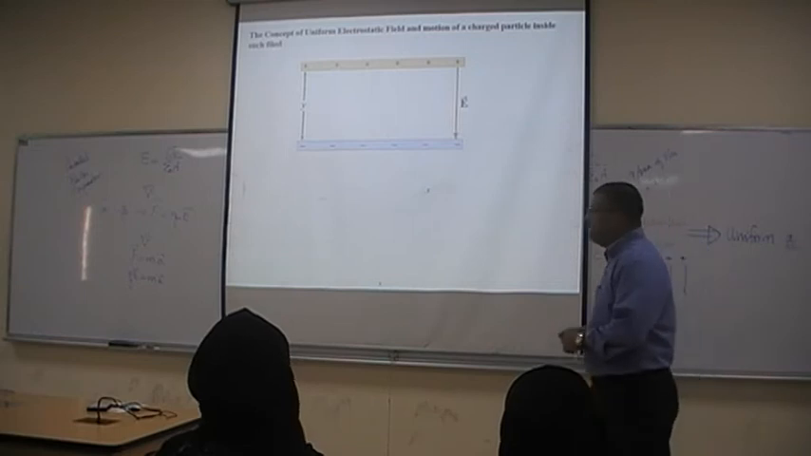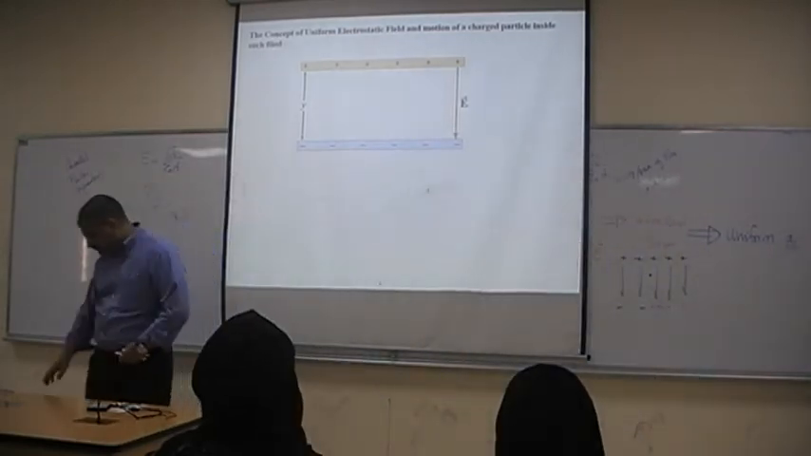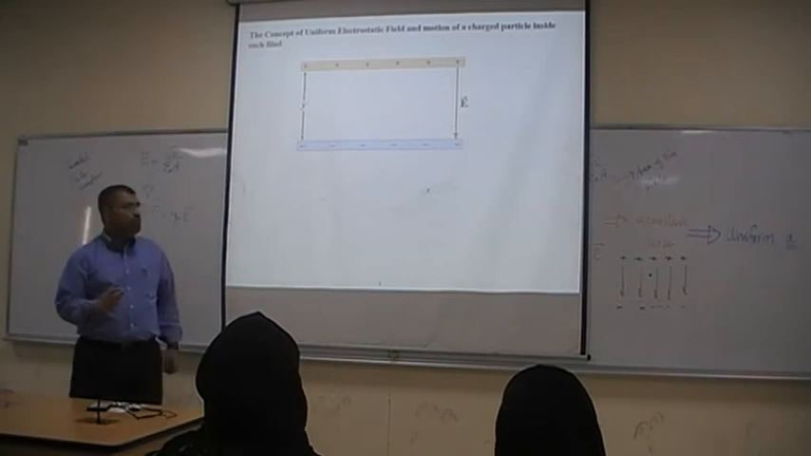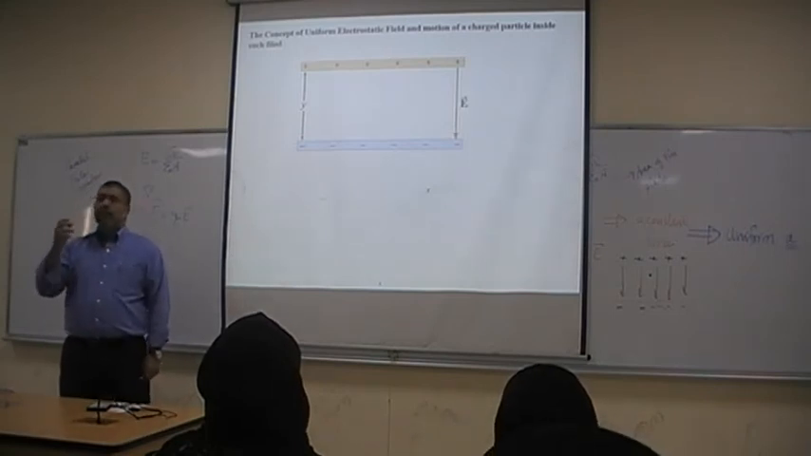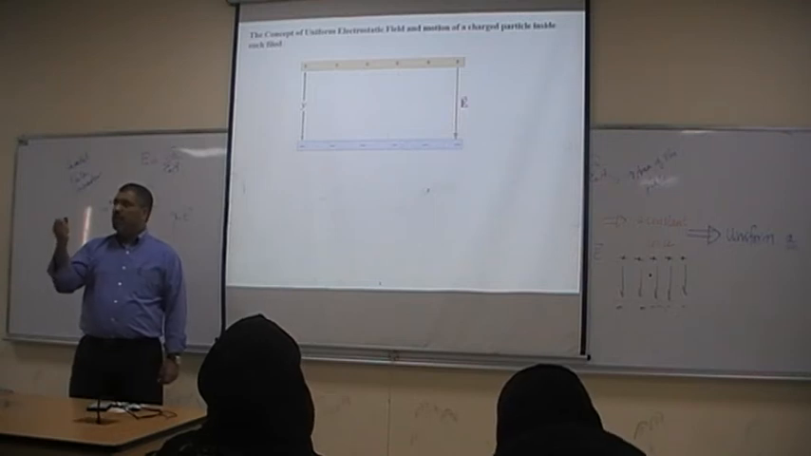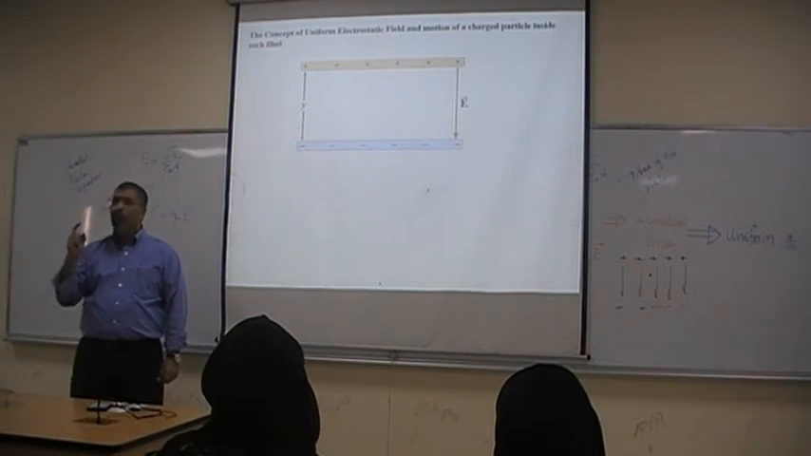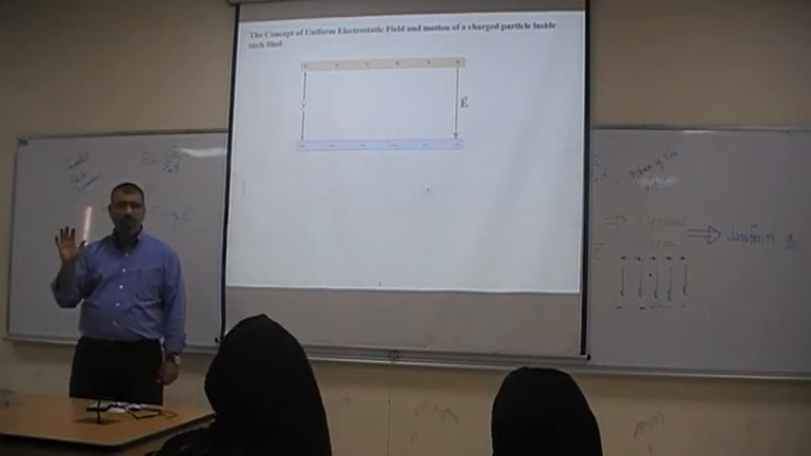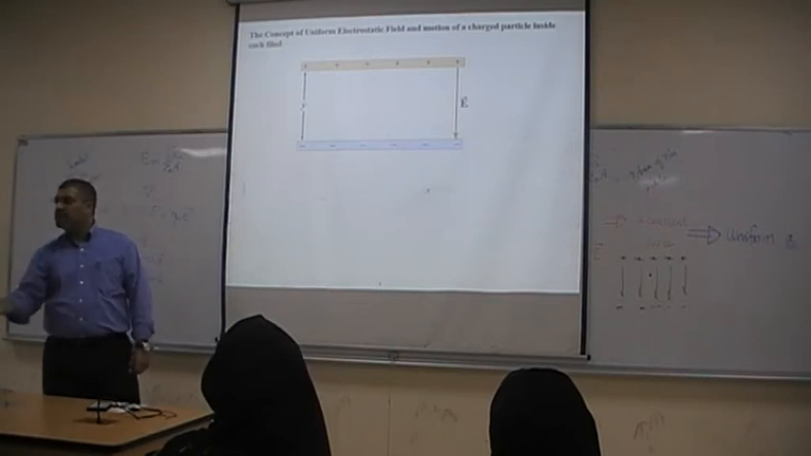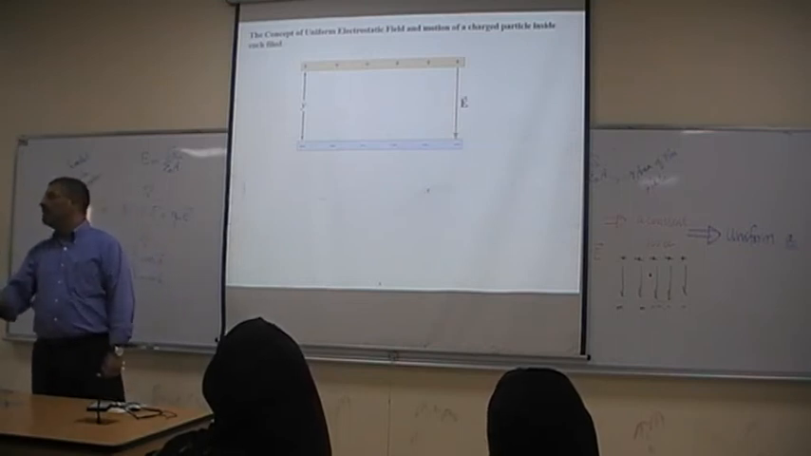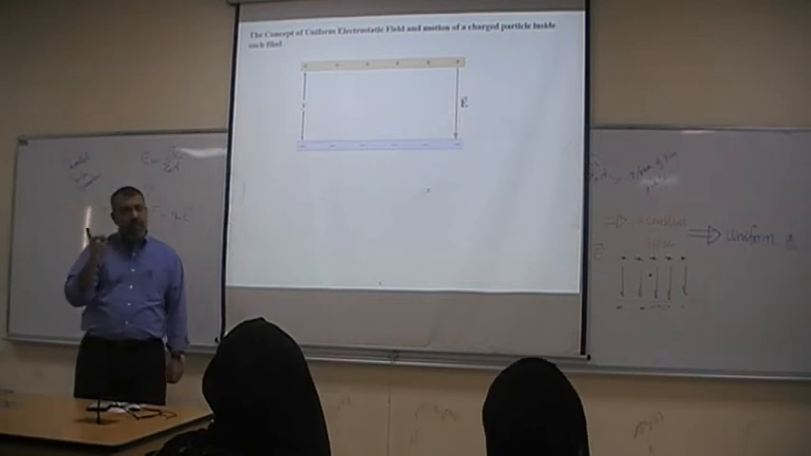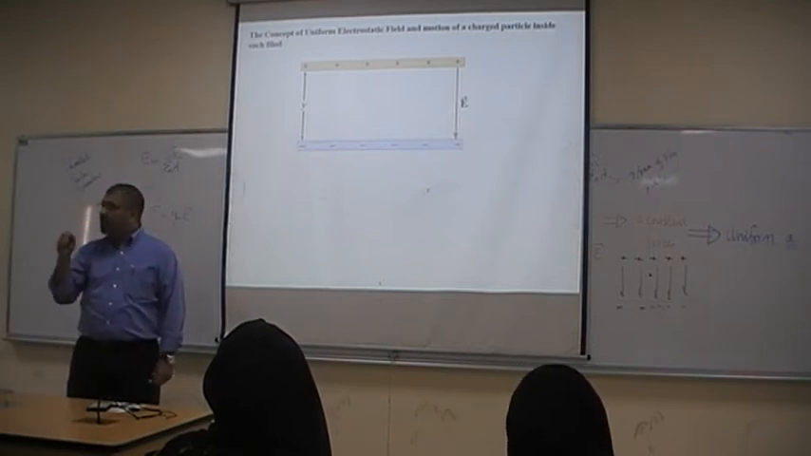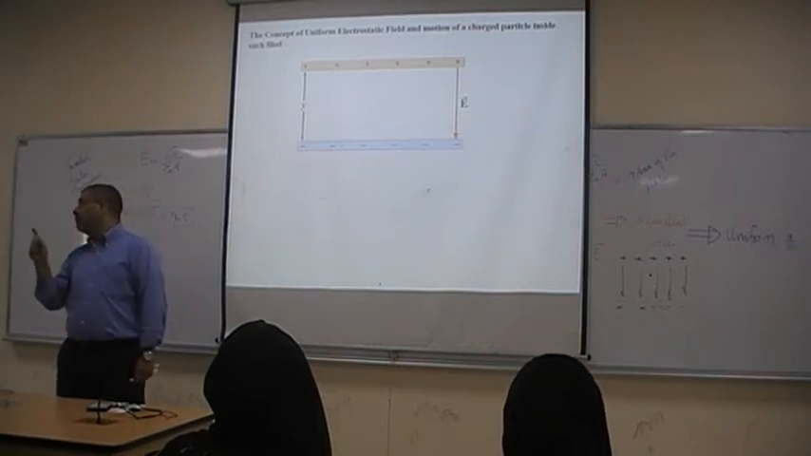So I think it's time for us to do an example, just to see how we're going to do that. By the way, before we do the example, do you guys remember the difference between when you drop or release a mass, or when you kick or eject a mass? What's the difference? The initial velocity. If I drop a mass or release a mass, the initial velocity is zero. If I kick or eject a mass, the initial velocity is not equal to zero.